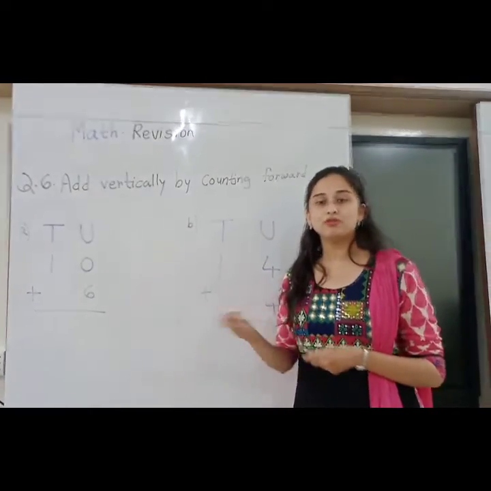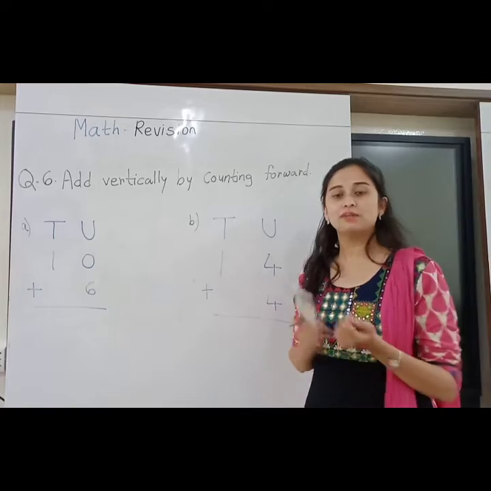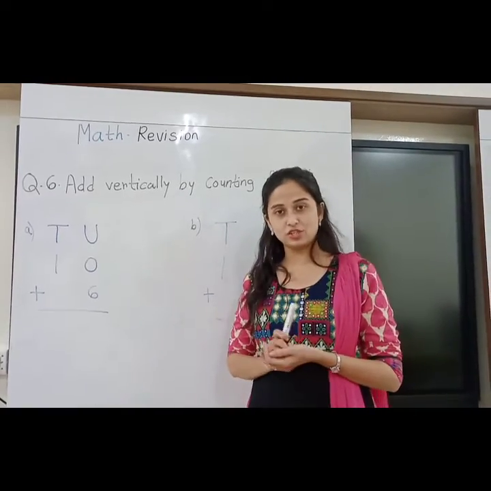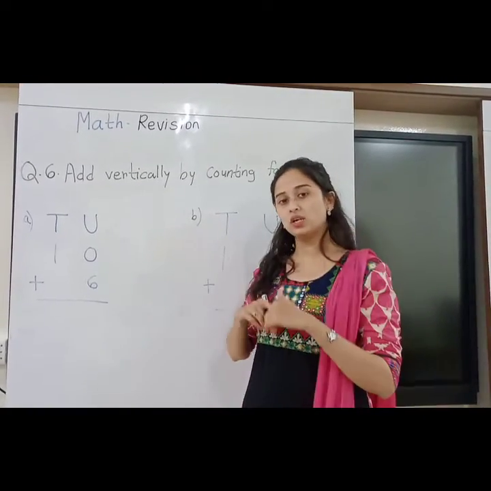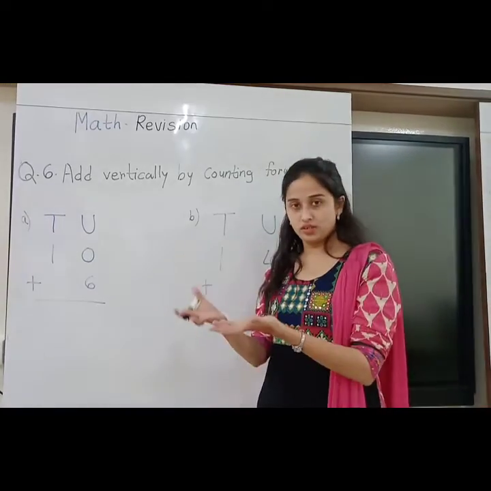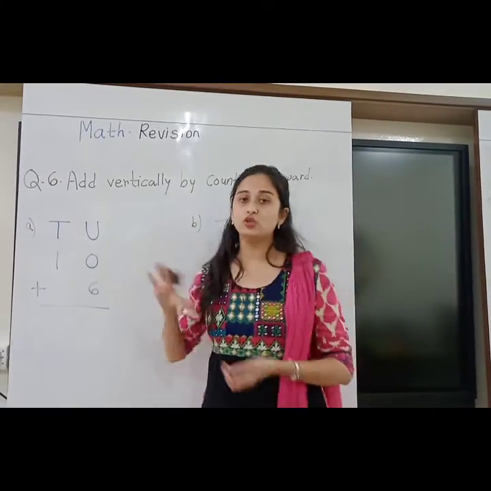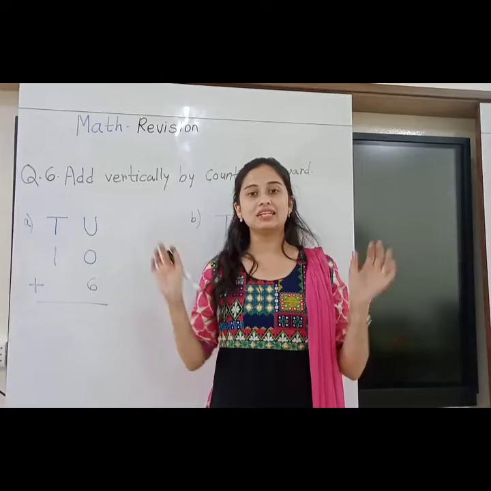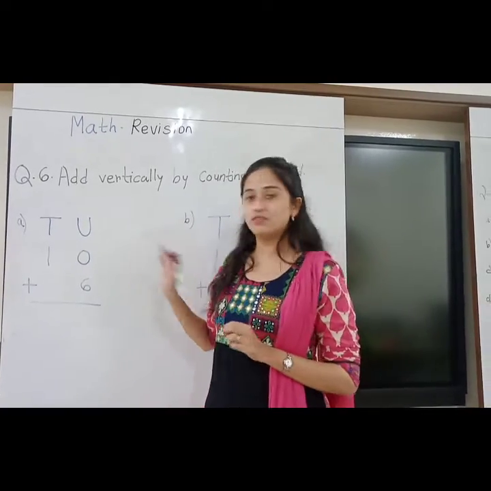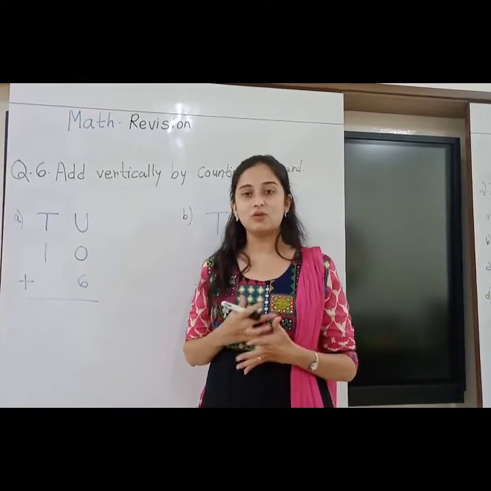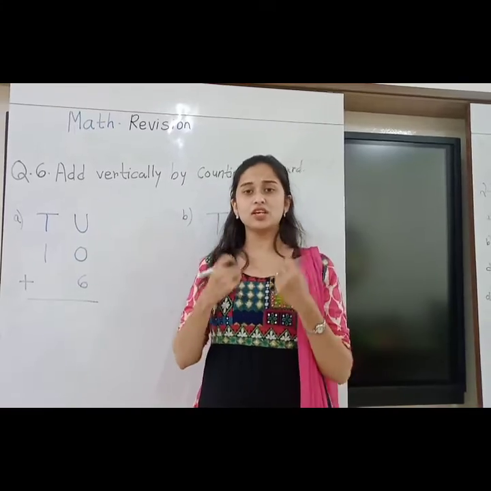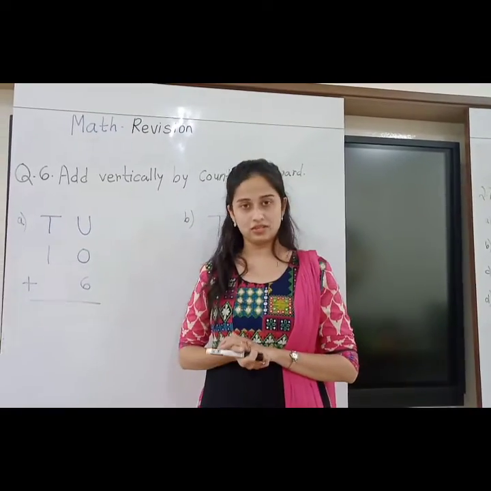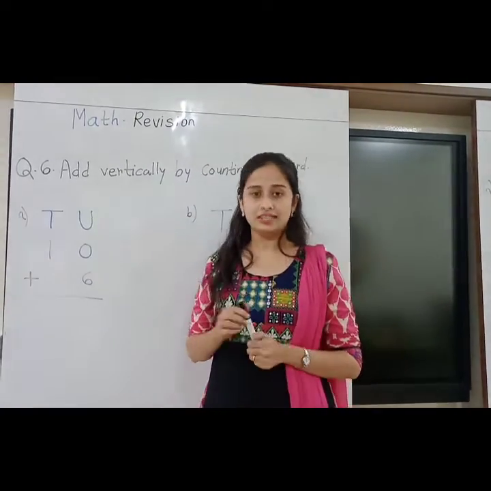So now our next question is add vertically by counting forward. So now we have to do the addition. Okay. So in our previous question we have seen subtraction sums where we were counting backwards. Now we will count forward. Now again for addition also you can draw a number line in your rough book and then solve the sums, or we can count it using our fingers by keeping the number in our mind. Okay. So here we will use that technique.